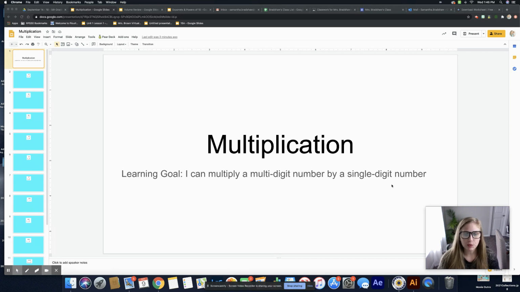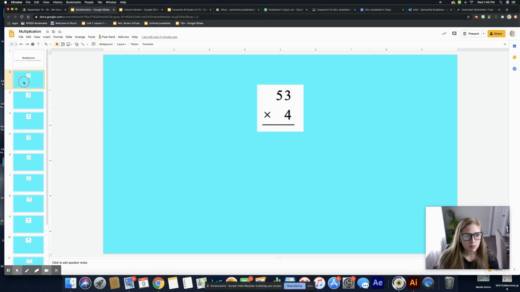Today we are going to review multiplication. Our learning goal is I can multiply a multi-digit number by a single-digit number. As we go through these today, the first few we're going to solve together. Then what I would like you to do is pause the video, solve the problem on your own, and then hit play to see if you got the correct answer. So let's go ahead and do the first one together.